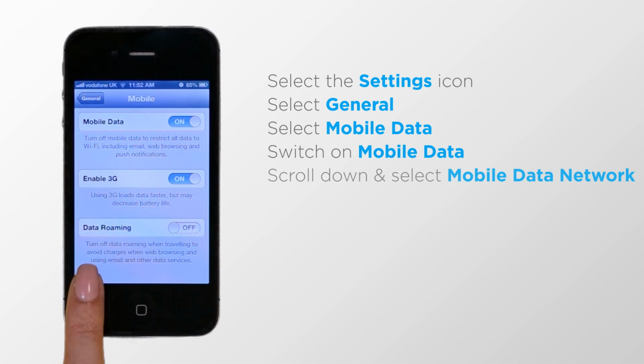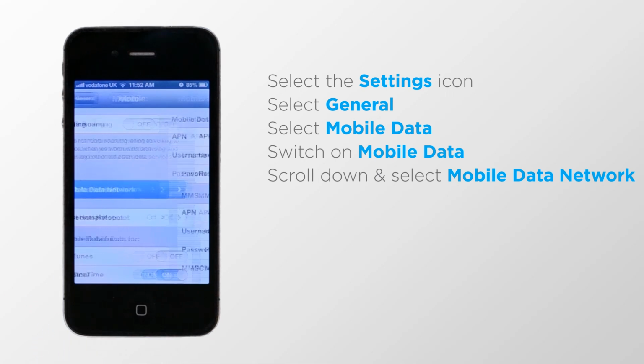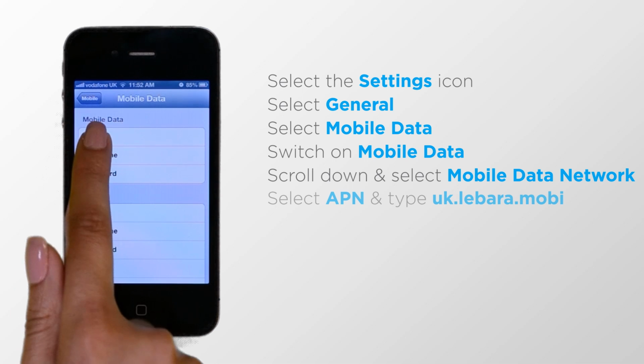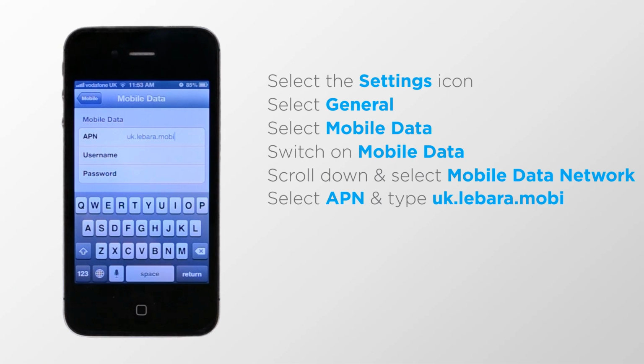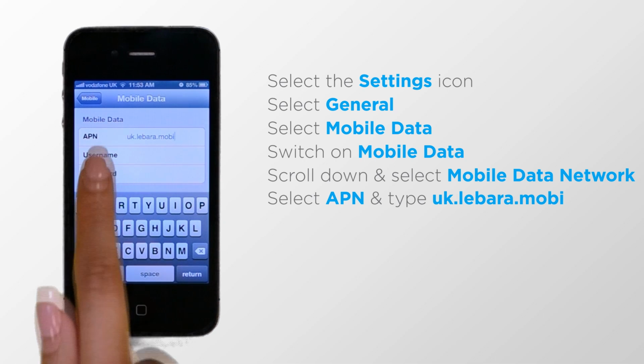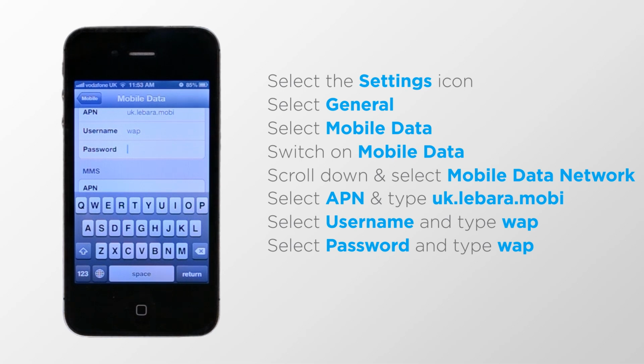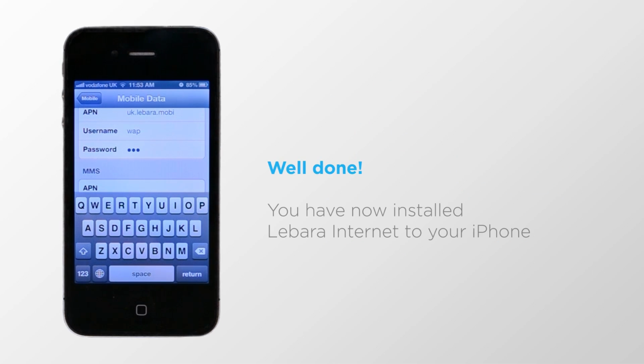Scroll down and select mobile data network. Select APN and type uk.labara.mobi. Select username and type WAP. Select password and type WAP. You have now installed Lebara Internet to your iPhone.